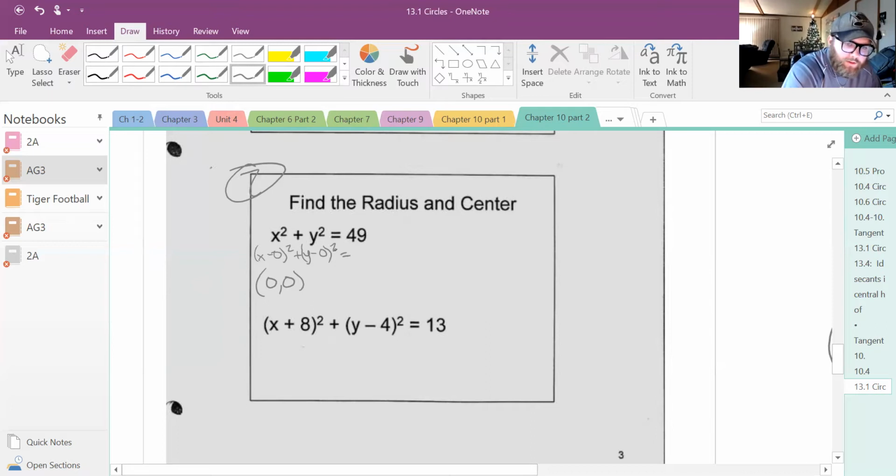Okay, so I need to figure out what my r is. 49 is something squared. Do we know that? How could we find it out if we didn't know off the top of our head? We could take the square root of 49 to get my r. So what's the square root of 49? We know it's 7, and my radius is going to be 7.